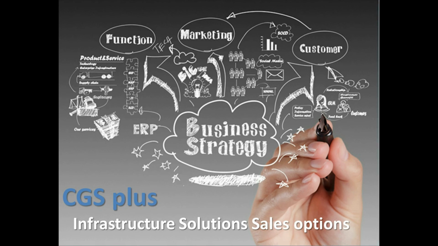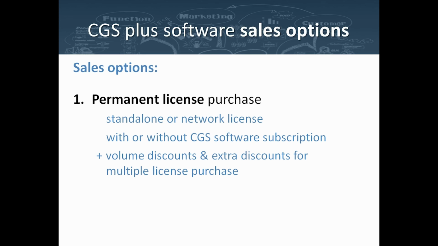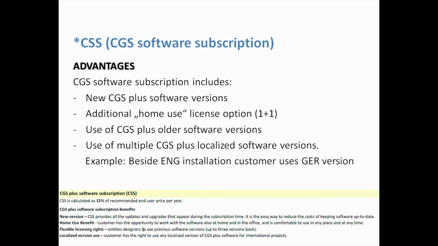There are various purchase options available for CGS+ products. Platea, Ferrovia, Aquaterra and Electra, for example, can be purchased as a permanent license, where this license can be a standalone or network license, and it can include CGS+ subscription or not, and these customers always get some volume discounts or extra discounts for multiple license purchase for permanent license. Speaking about CGS+ subscription, it brings the following advantages.